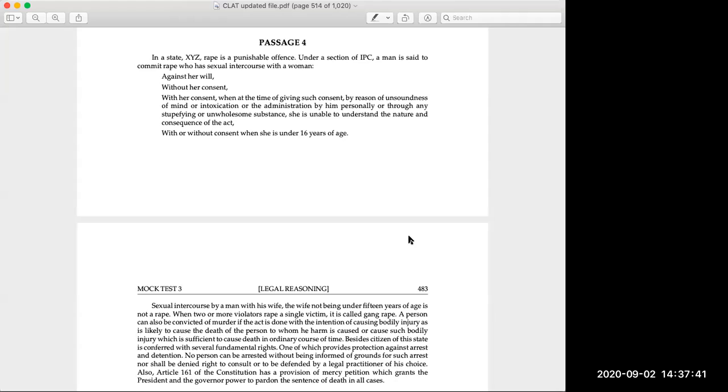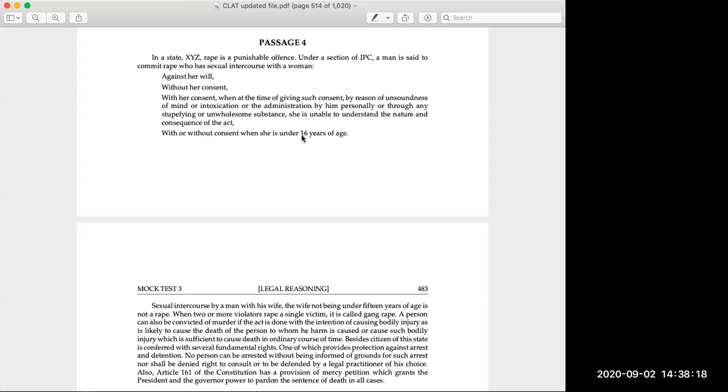Besides, citizens of this state are conferred with several fundamental rights, one of which provides protection against arrest and detention. No person can be arrested without being informed of the grounds for such arrest, nor shall be denied the right to consult or to be defended by a legal practitioner of his choice. Also, Article 161 of the Constitution has a provision of mercy petition which grants the President and the Governor power to pardon the sentence of death in all cases.